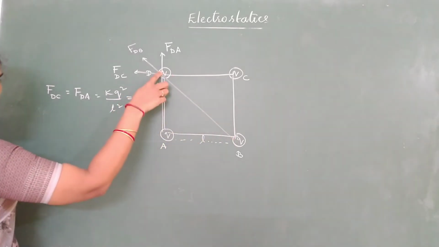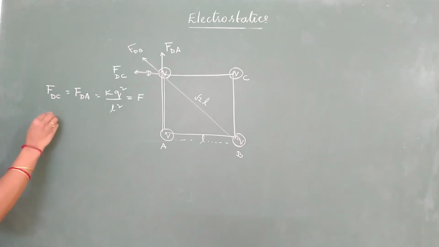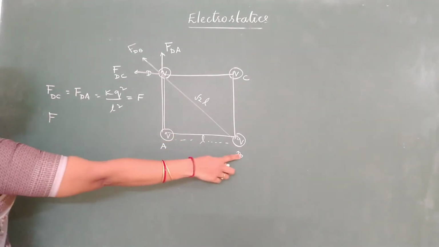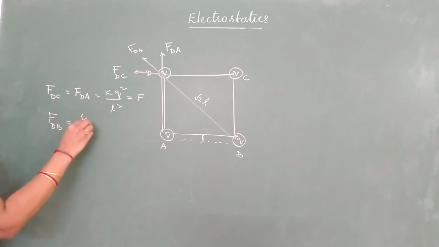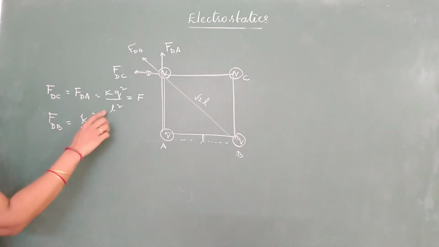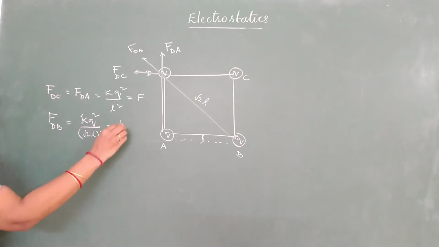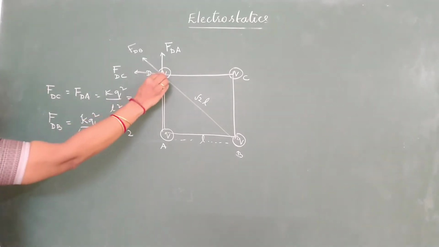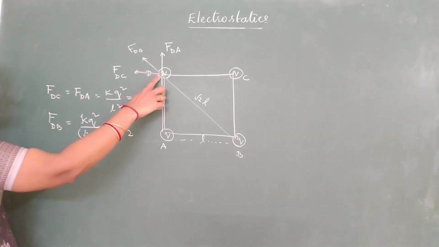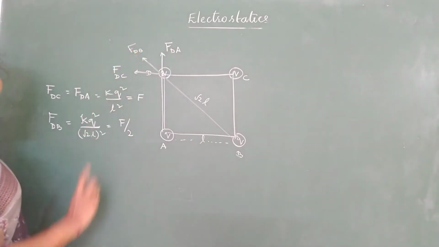Then for the force between these two, because the distance is increased to root 2 L, the force between B and D will have a magnitude kq square by root 2 L whole square, which is nothing but F by 2. Now I need the net force on D. How to write the net force? Resultant of these two plus the third, or sum of three vectors.